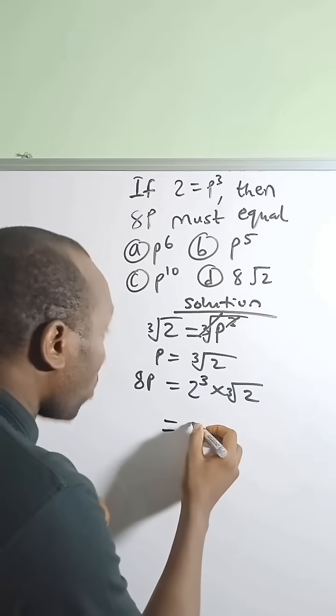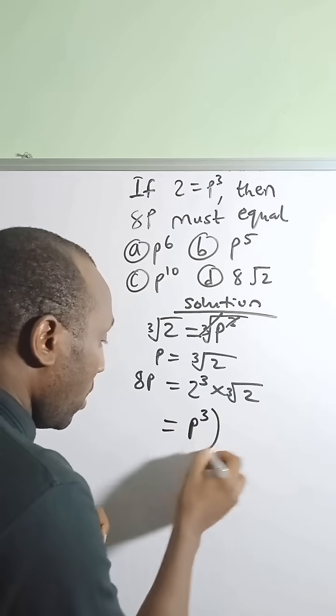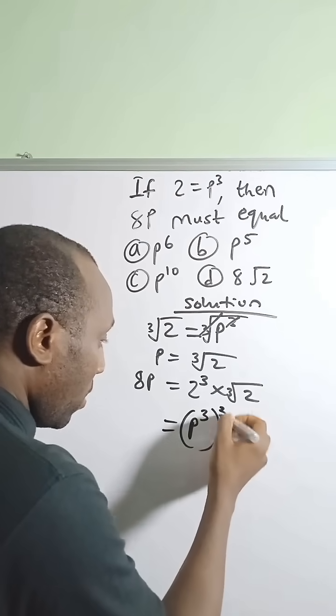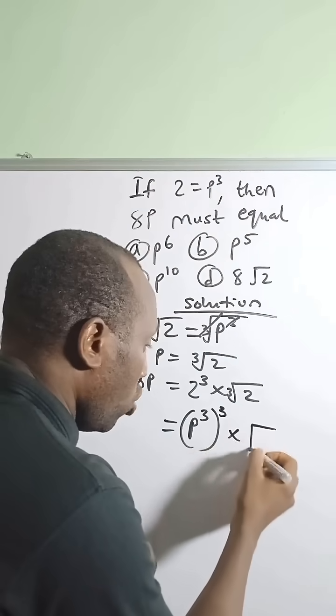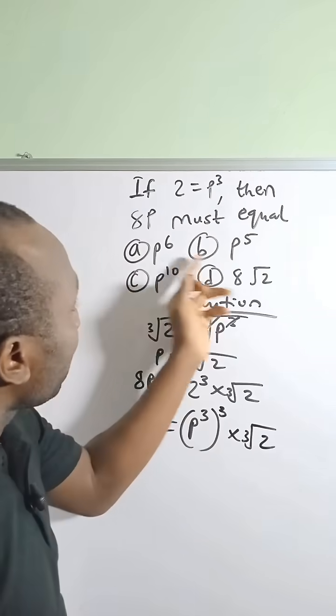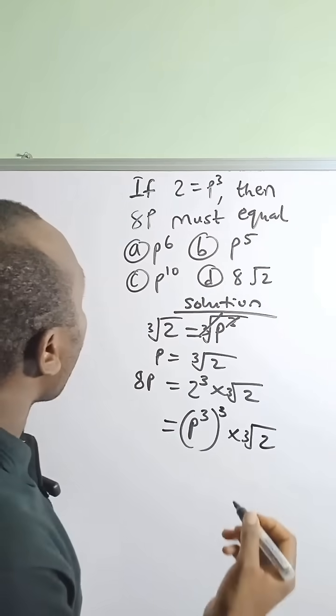So let's quickly do that. That will be p raised to power 3, but we still have the power of 3. So this is times the cube root of 2. We still haven't gotten close to any of the options, but we're making progress.